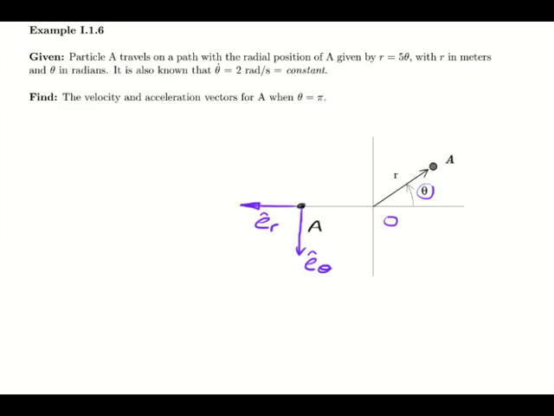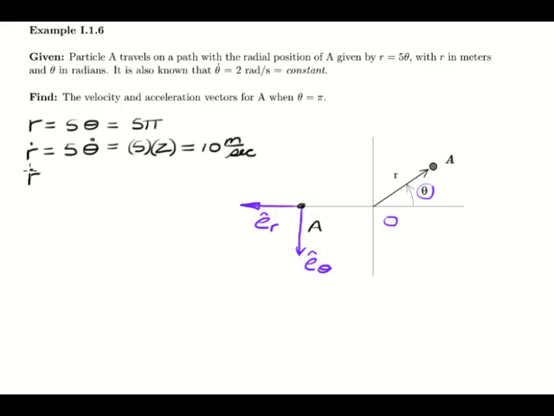Okay, so let's use what we know about velocity and acceleration in polar. We know we need to do differentiations of r here in order to get the right terms. So we start out here with the fact that r is equal to 5 theta. And since we're looking at A being when theta is equal to pi, r is equal to 5 pi. R dot is just the time derivative of r, so that's 5 times theta dot. Theta dot's equal to 2, so this is 5 times 2. So this is equal to 10 meters per second.